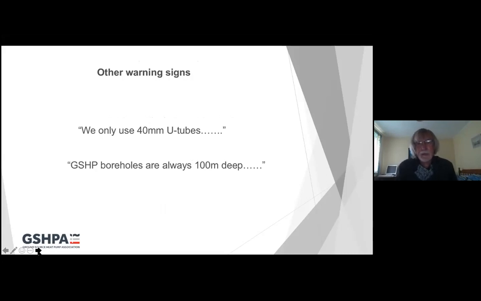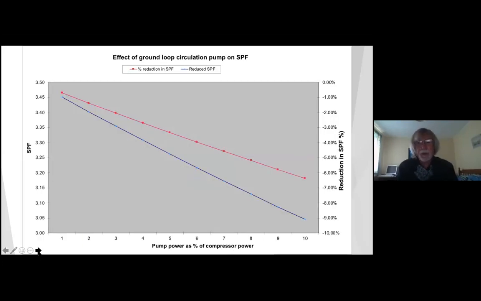And these are other things that we have tripped over in the past. Comments from clients or site people, drillers who announce, in a fairly macho statement, that we only use 40 millimeter U-tubes, and that we had an operation where we couldn't understand why the holes were being drilled to 100 meters when we'd specified 80. And they had the response that all boreholes are always 100 meters deep, so be wary when you walk into that.